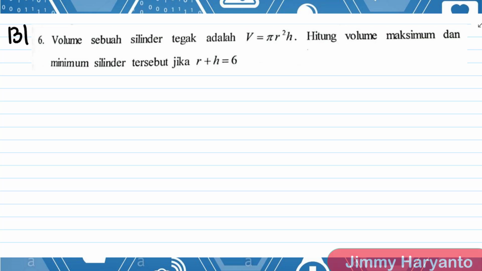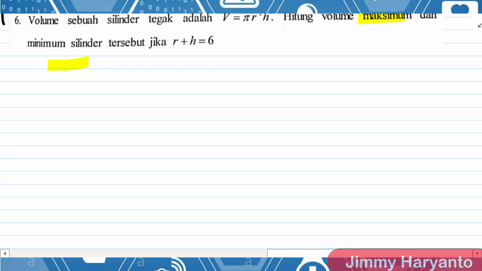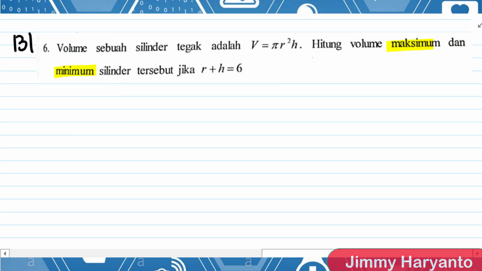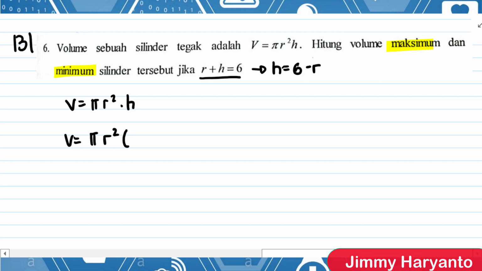Okay, so we have to find both of them, yeah, maximum, minimum. But still, if you read maximum and minimum, that means you have to find the stationary point. Okay, let's take a look at the function. The function is pi r square times h, and also the r plus h equals to 6. So from this one I will make it into h equal to 6 minus r. Okay, so for the volume we will have pi r square times the h. The h will be 6 minus r.